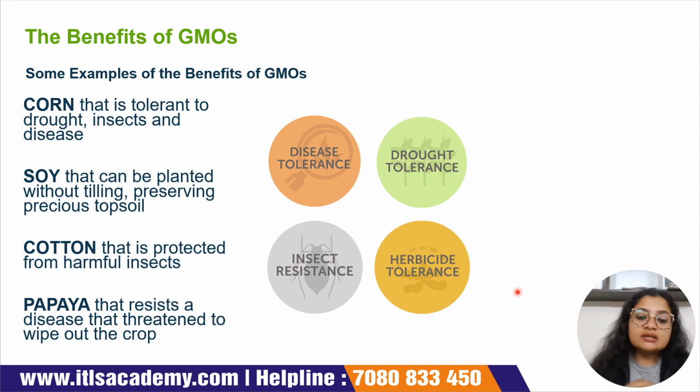Okay, so there are some examples of the benefits of GMO. So we have corn that is tolerant to drought, insects and diseases. We have soy, that is soybean, that can be planted without tilling, preserving precious topsoil.